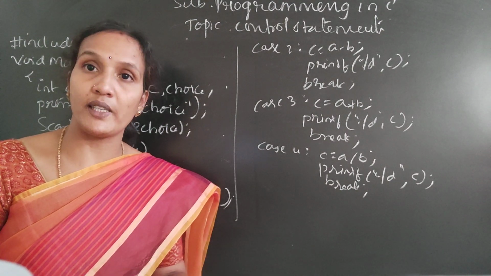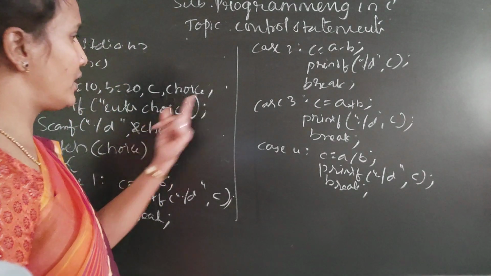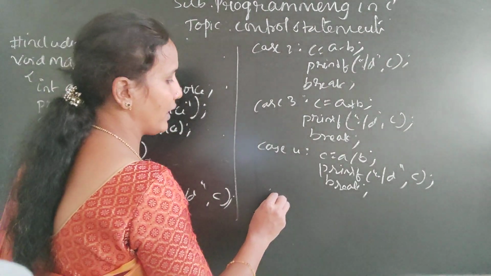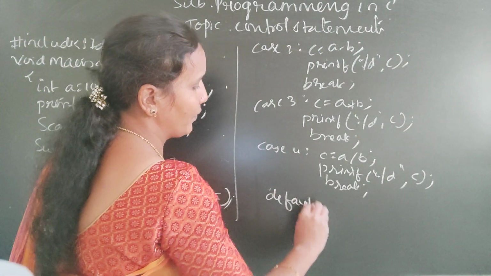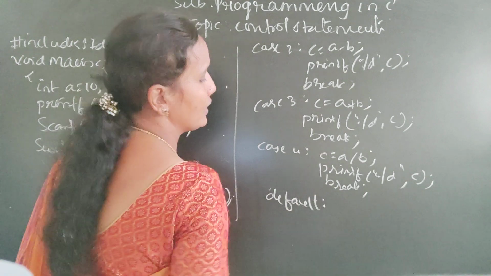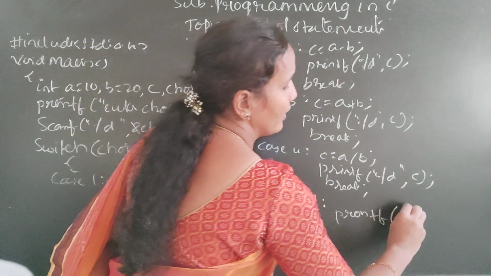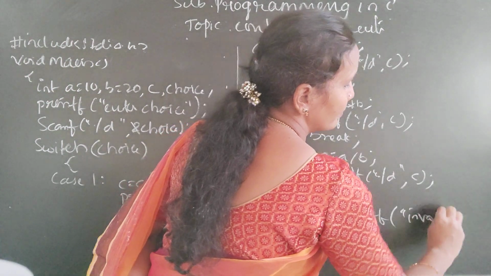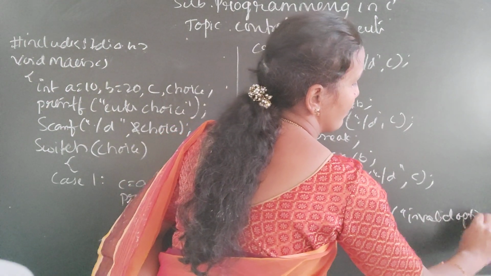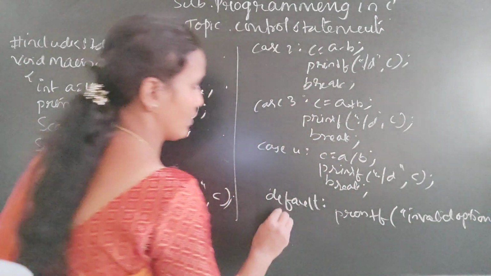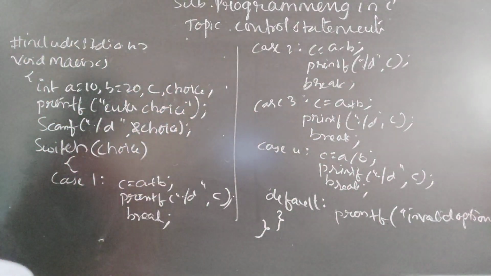Example, I have given a choice 5. That is not there in the case values. For that, I will give the default. If all the above conditions are false, then printf invalid option. So this is a simple example program here.